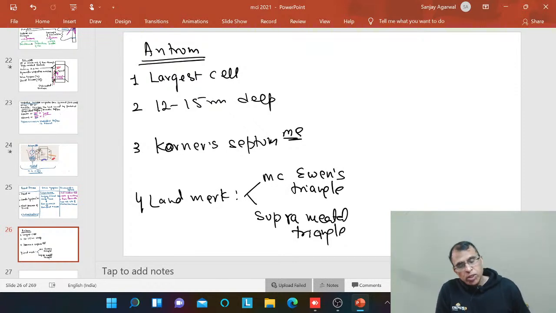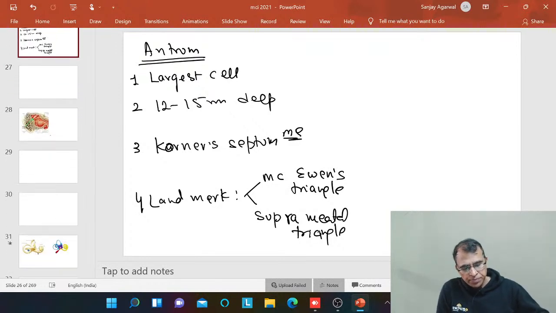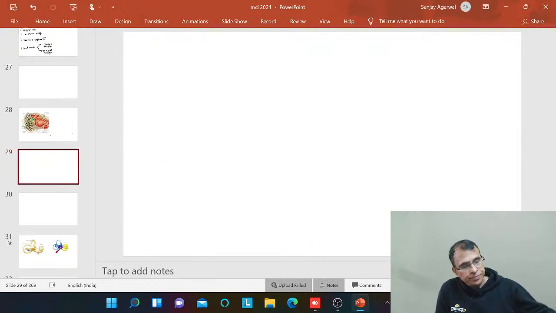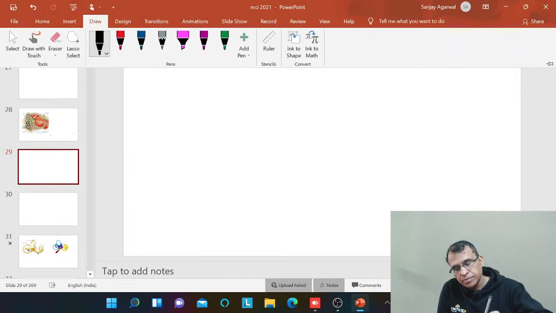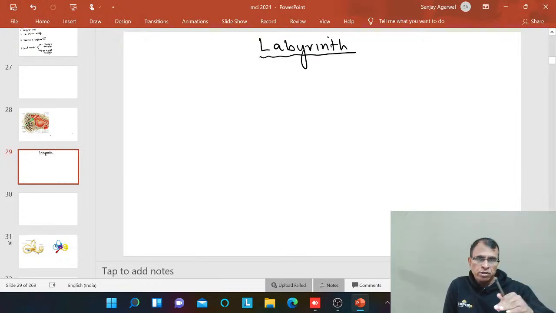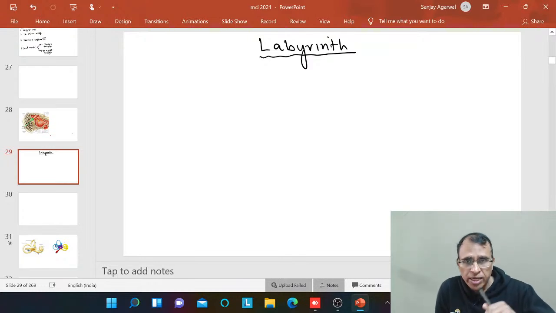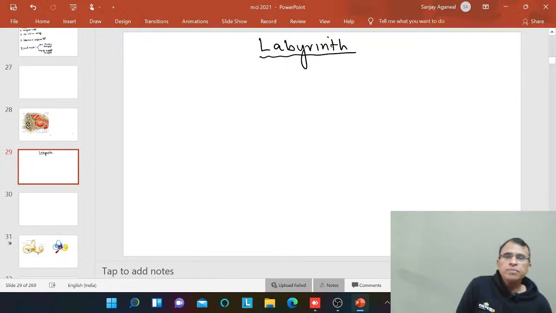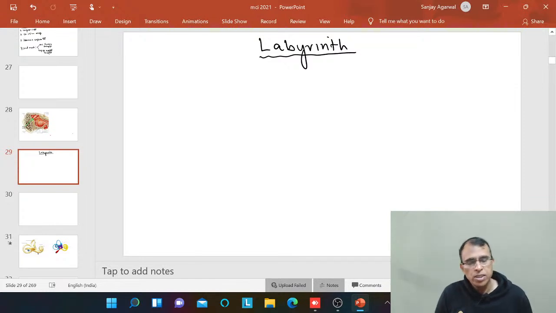Okay, so we'll talk about the last part, the inner ear. What is inner ear also called? Remember the name? Labyrinth. This is the last part, labyrinth. And I told you already in the beginning that labyrinth is less important compared to middle ear and the mastoid, isn't it? But it's not that it is not important. It may be less important, but it has importance. Now, labyrinth has two functions. What are the two functions of labyrinth?